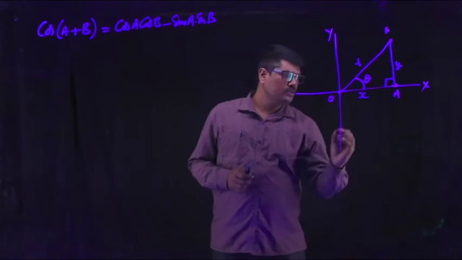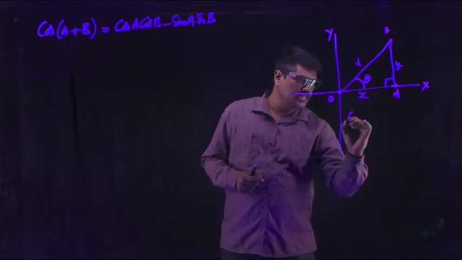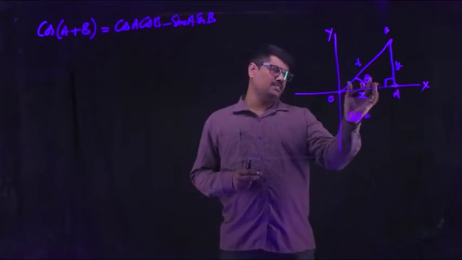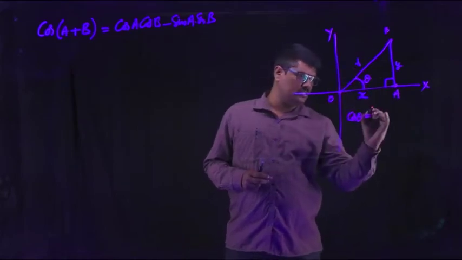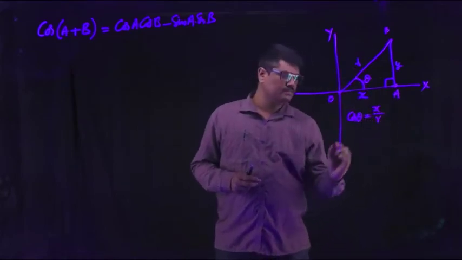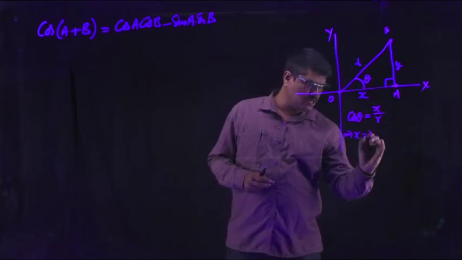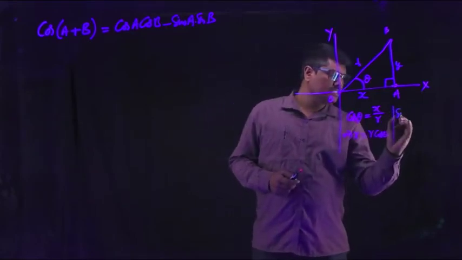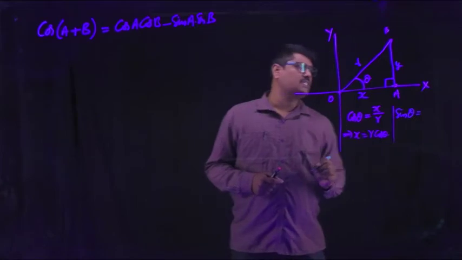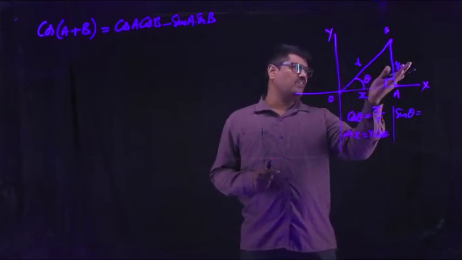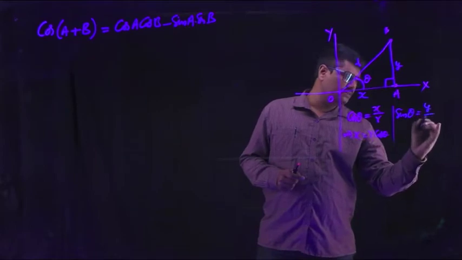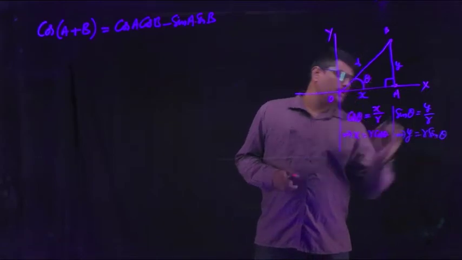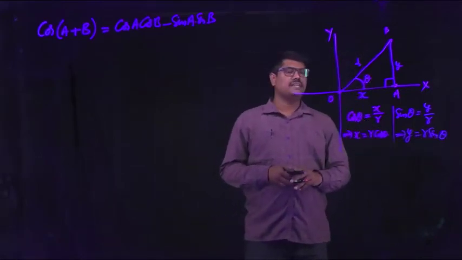Now what is the value of cos theta here? In that triangle, generally cos theta is the ratio of the adjacent side to the hypotenuse, which is x by r. By this, the x value will be r cos theta. Similarly, consider the angle theta in the right angle triangle. Generally, sin theta is the ratio of the opposite side to the hypotenuse, which is y by r. By this, the value of y will be r sin theta.